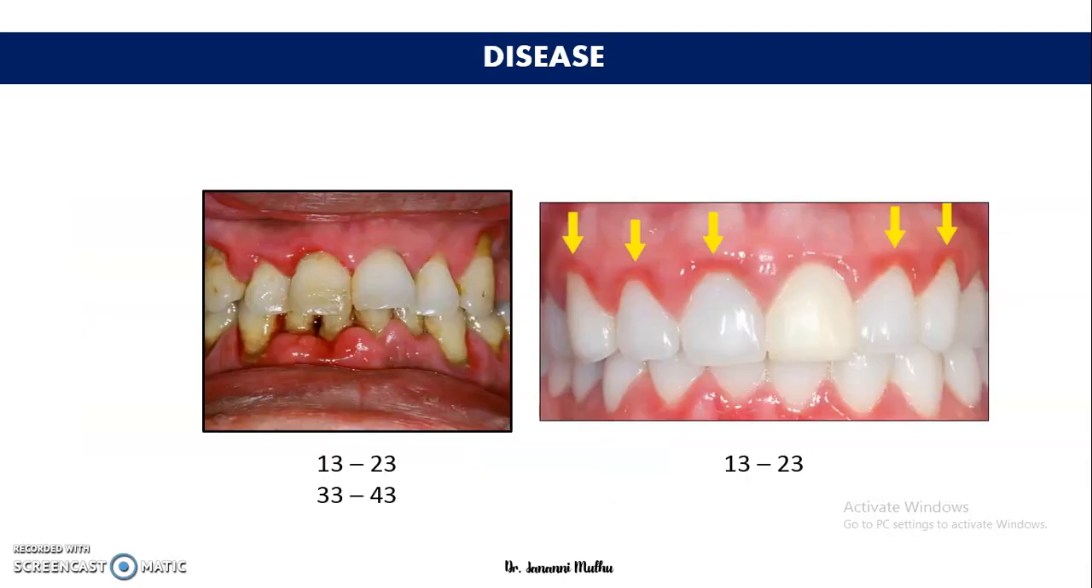So, this is your assignment. In the first picture, record the findings in both the maxillary and mandibular anteriors, and in the second picture, record the findings only in the maxillary anteriors. So, I hope you all understood how to record the gingival findings specific to the part of gingiva. Thank you.